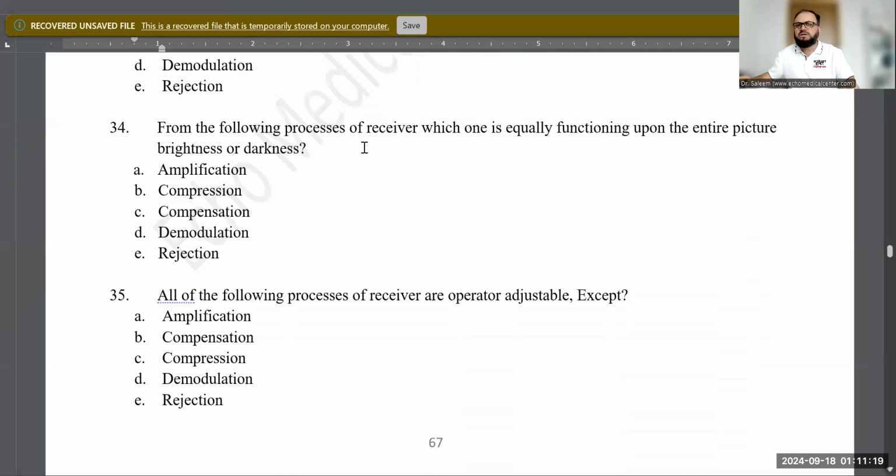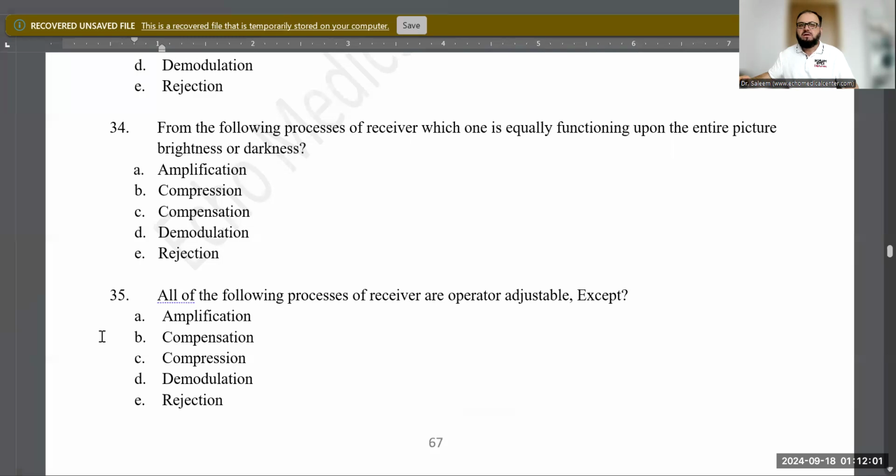Okay. So this question is asking, from the following processes of the receiver, which one is equally functioning upon the entire picture brightness or darkness? It will process each pixel with the same brightness if you make the picture brighter or darker. So everything will be equal. So what do you think, which one is the correct answer? Correct. A is the correct answer. Amplification. So it's the 2D gain, receiver gain, overall gain. That's the amplification. It will give the same amount of brightness to the whole picture from the top to the bottom, from the left to the right. Everything will be equally brighter or darker, doesn't matter. But the function is equal in the picture.